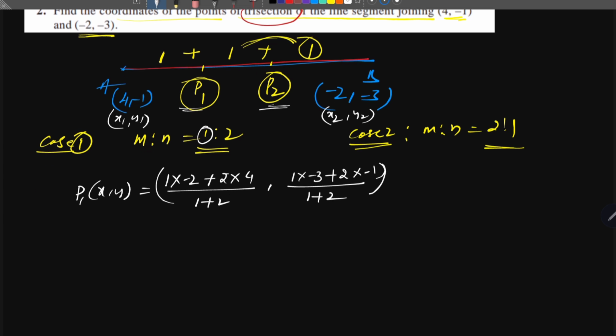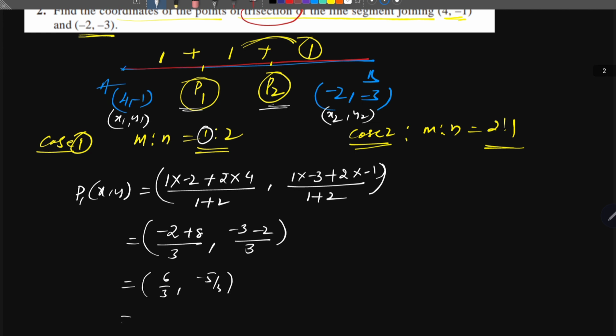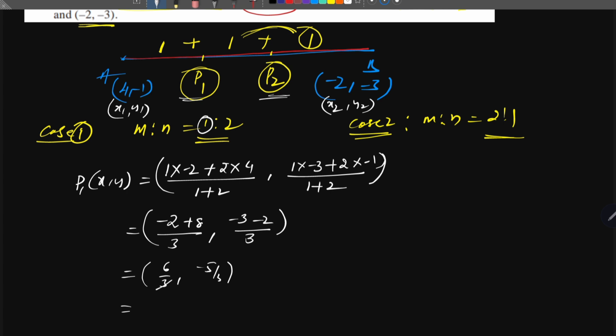Okay. So now this can be simplified: minus 2 plus 2 fours are 8, divided by 3, comma, and this multiplication, minus 3 minus 2, divided by 3. Here 8 minus 2 is 6 divided by 3, comma, minus 5 by 3. So this can be further simplified, 3 cancels 2 times, so 2 comma minus 5 by 3.